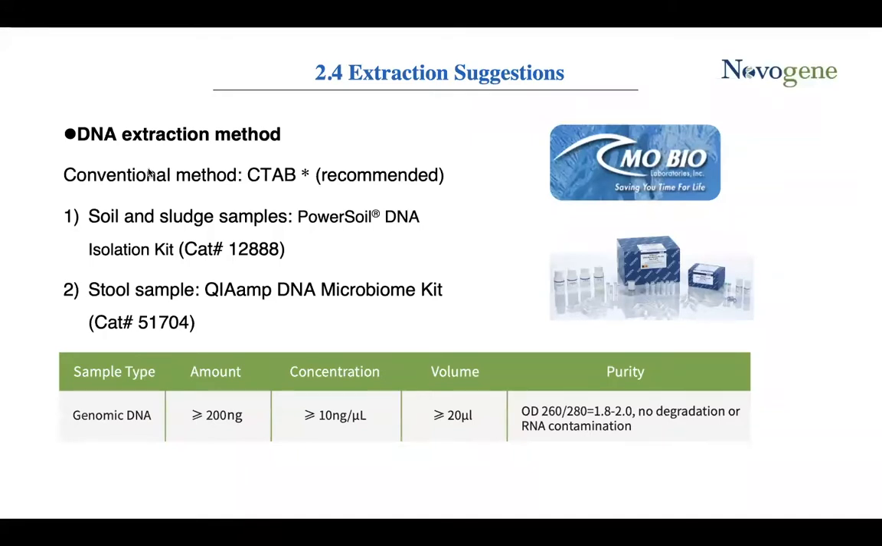Specifically for soil and sludge samples, the PowerSoil DNA isolation kit from MoBio is very effective. And for stool samples, it is recommended to use the QIAGEN QIAamp DNA Microbiome kit. After extraction, the sample amount we need at Novogene is more than 200 nanograms of total DNA, with concentration higher than 10 nanograms per microliter, and total volume more than 20 microliters.